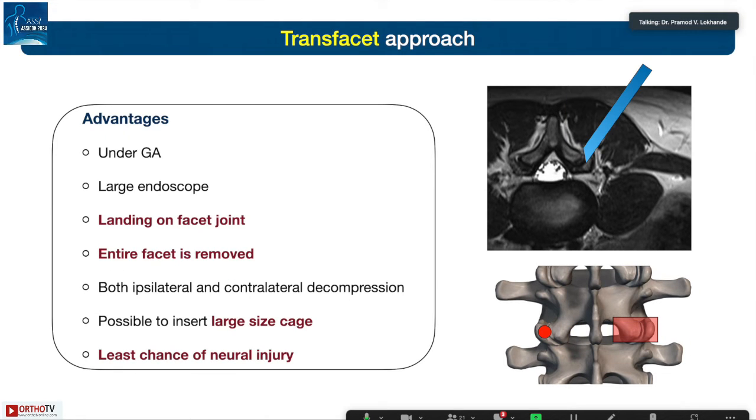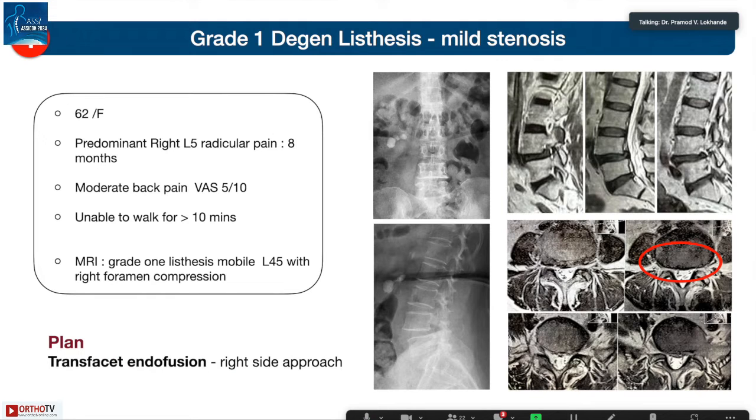The facet approach, which is something which I prefer to do, is done under general anesthesia. We use a larger endoscope. You directly land on the facet. The entire facet is removed, both the superior and inferior articular processes, and it can offer both ipsilateral and contralateral decompression. One of the advantages of this is you can insert a larger size cage, and the least chance of neural injury is possible with this technique.